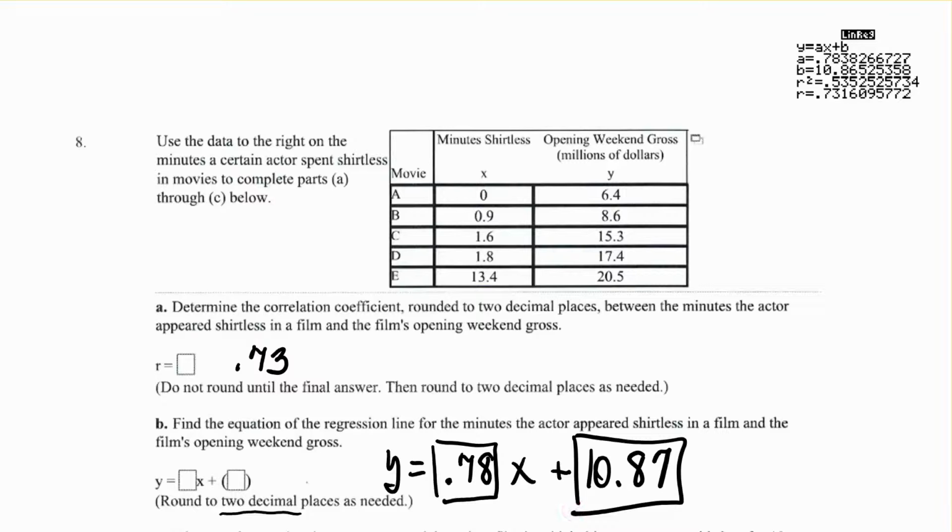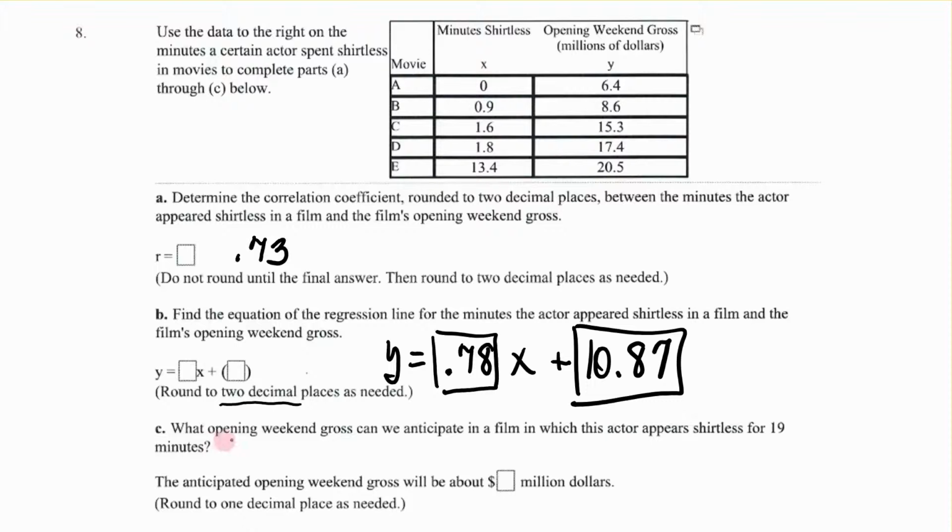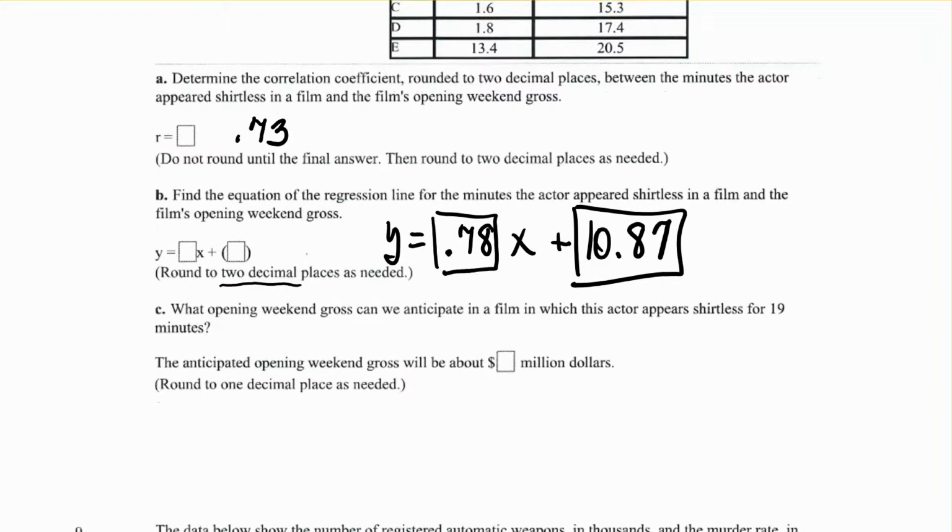All right, now they asked me to answer a question. What opening weekend gross can we anticipate if the actor appears shirtless for 19 minutes? Okay, now we can use the table with our calculator, or we can do this by hand. Let's see about doing it by hand, and then I'll show you how to use the table.